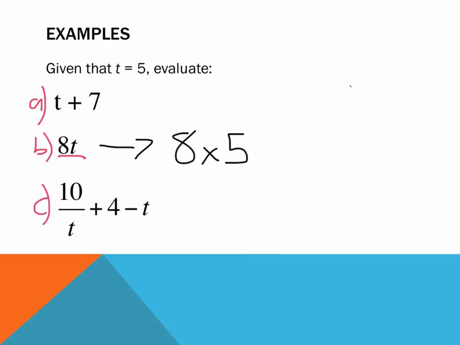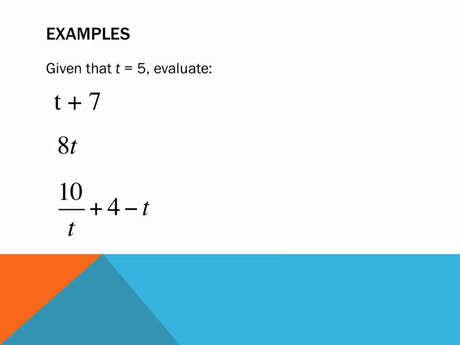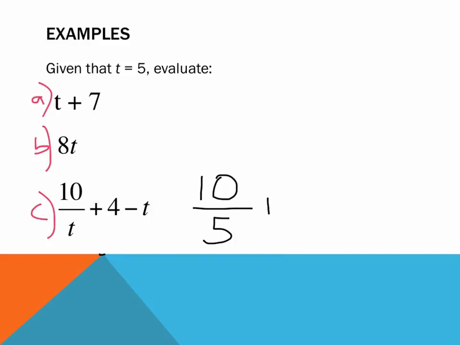Let's have a look at our next example. Oh, holy moly, our last one looks a little bit complicated, doesn't it? Okay, I'm just going to get rid of that. Oop, I got rid of everything. Whoops. Okay. All I need to do is substitute in this algebraic expression and work it out. So let's rewrite it. 10 divided by t, so t equals 5, plus 4 minus 5. Oh my gosh, how do I know how to do this?